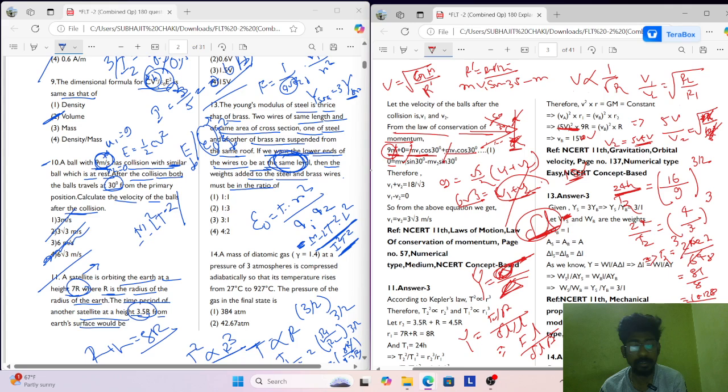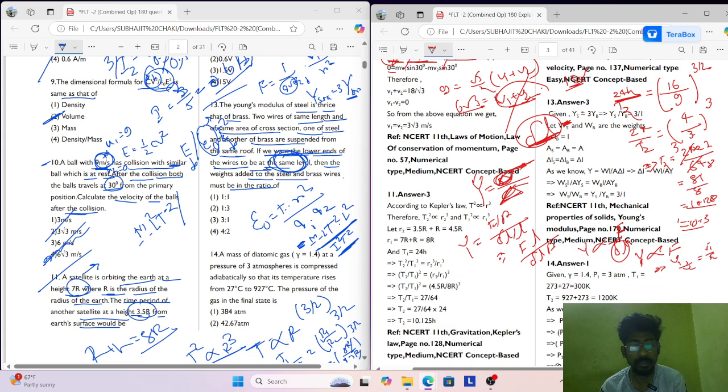Y1 by Y2 will be what? F1 by F2. Y1 is for steel, Y2 is for brass. So this is equal to F1 by F2. This is the force in steel, this is the force in brass. Y1 for steel is 3 times Y2, already given in the question.